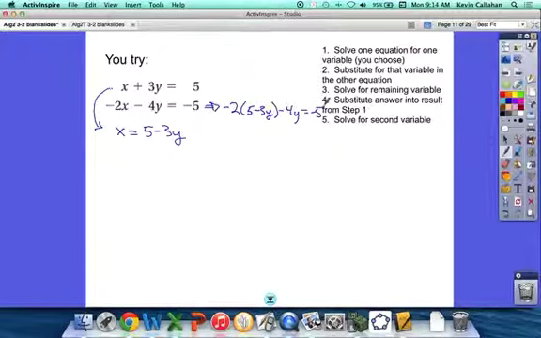Anybody get an answer? Gail? Did you get this far? Solve for x, substitute for that variable in the other equation, so it looks like that. Now you can solve for the y. That's the only thing that's left.